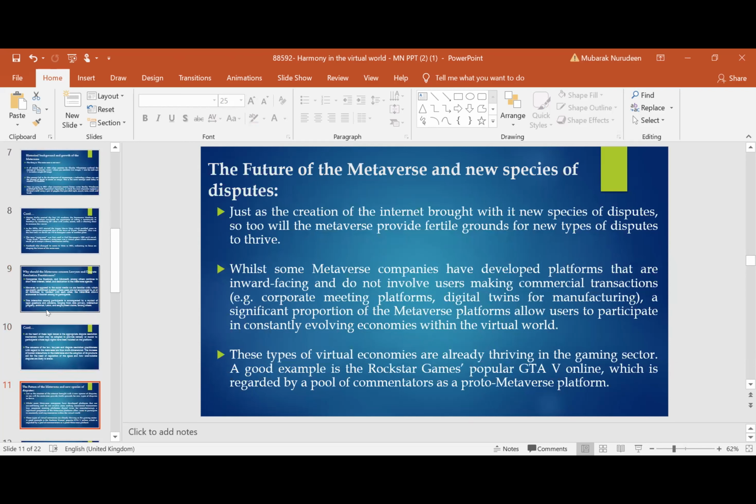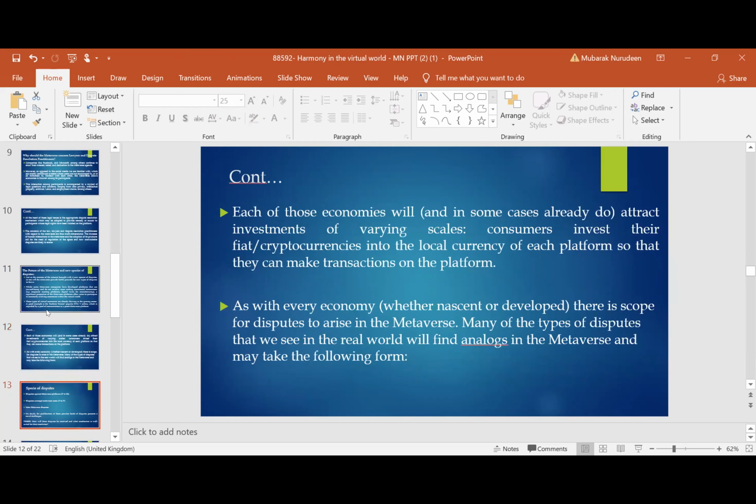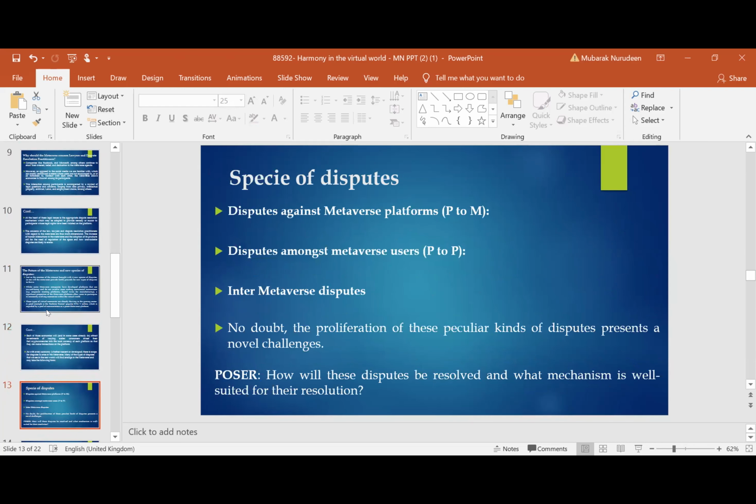So, the future of the metaverse and the new species of disputes. I usually say that just as the internet has brought about new species of disputes, so too will the metaverse bring about different species of disputes, because the series of interactions in the metaverse is capable of causing the disputes that exist in the real world to find their analogs in the metaverse. I tried to compartmentalize the category of disputes that are likely to ensue from the interactions in the metaverse into three. I call them the disputes against metaverse platforms, the disputes amongst the metaverse users, and of course what I call inter-metaverse disputes, one metaverse suing another metaverse.